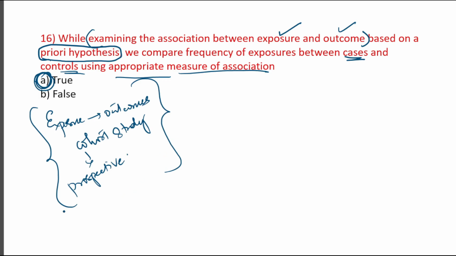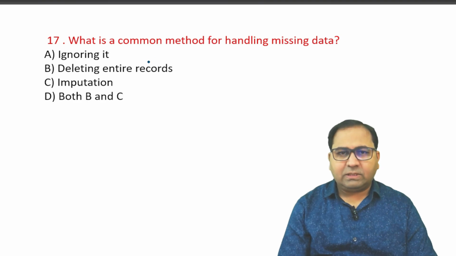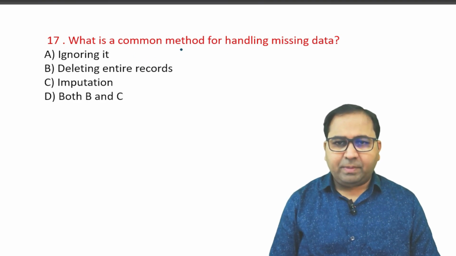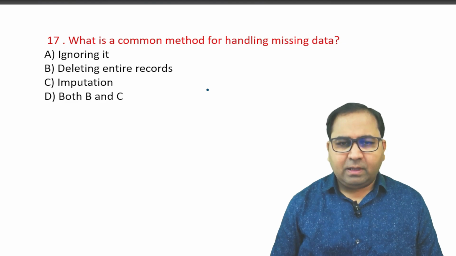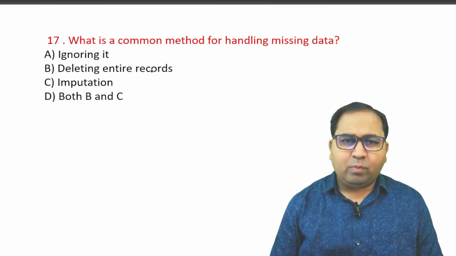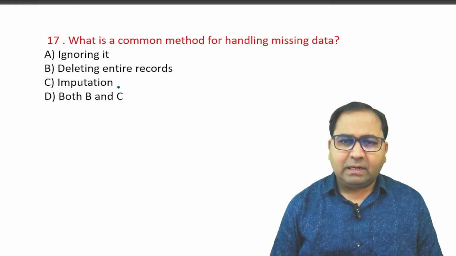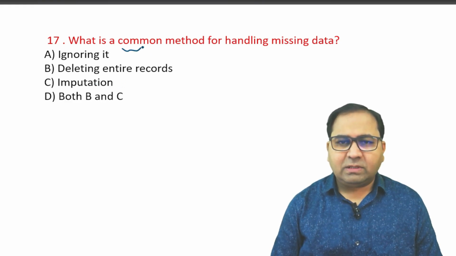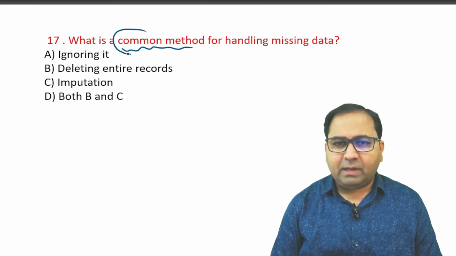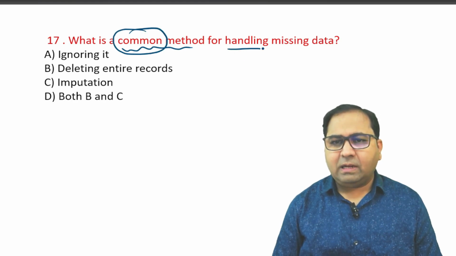The next question. What is the common method for handling the missing data? Options are A. Ignore it, B. Delete the entire records, C. Imputation, or D. Both B and C, that is deleting the entire records and doing imputation. Let us see again, what is the common method for handling the missing data?